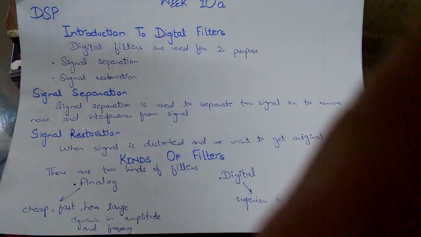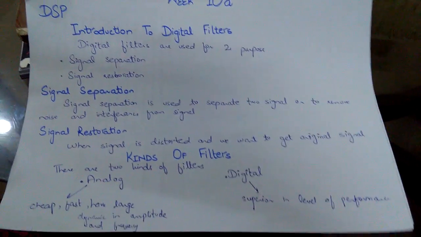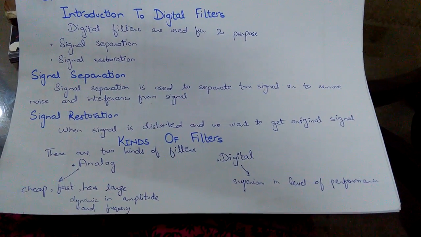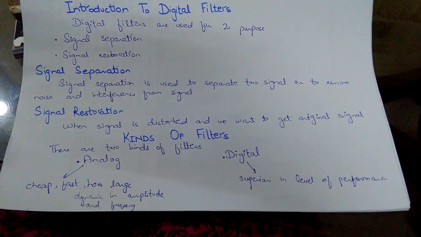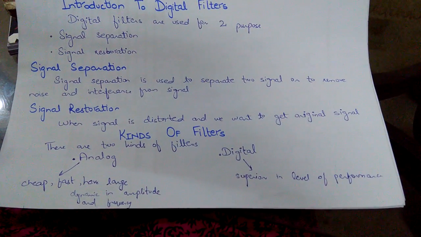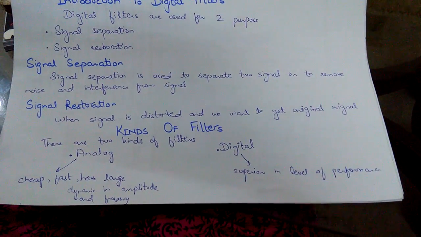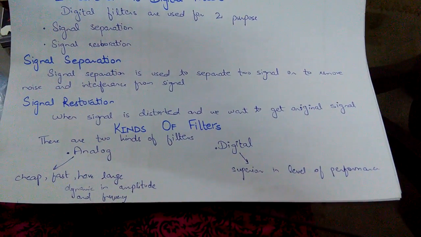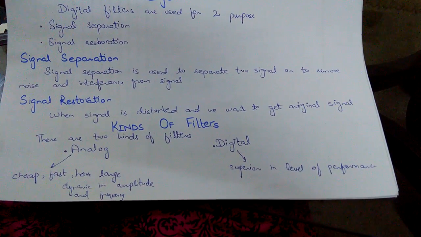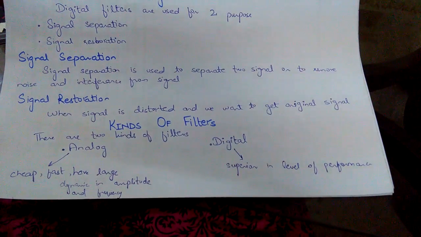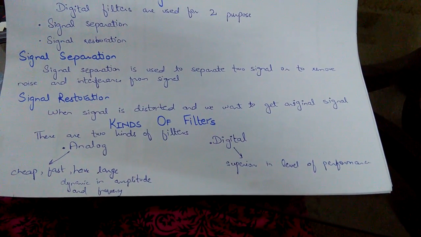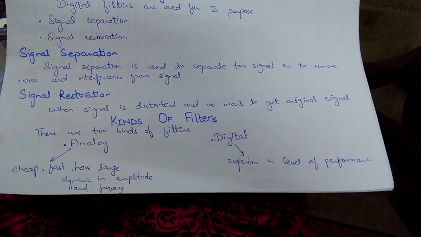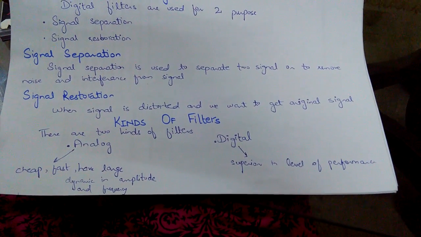Today our topic is Introduction to Digital Filters. Digital filters are used for two purposes: signal separation and signal restoration. Signal separation is used to separate two signals or to remove noise and interference from a signal. And second is signal restoration. When a signal is distorted and we want to get the original signal, we apply signal restoration.